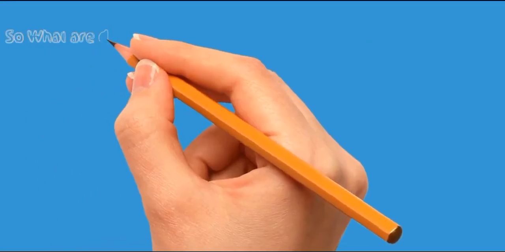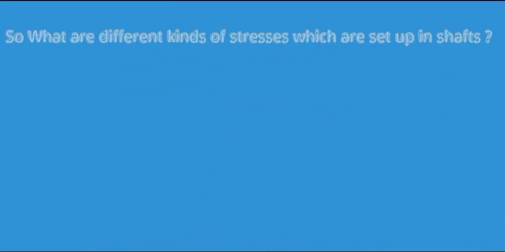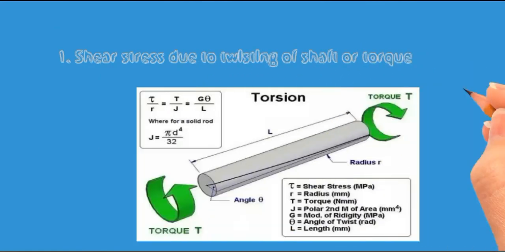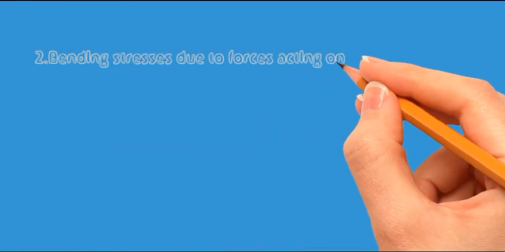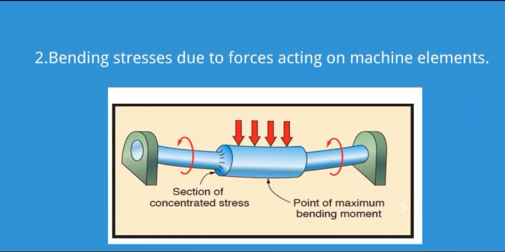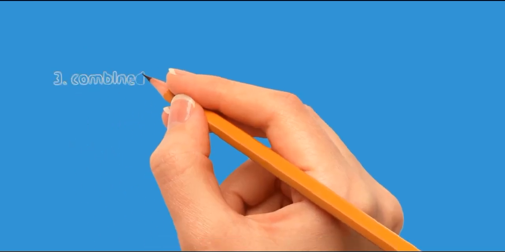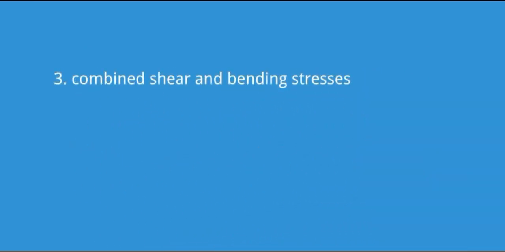So what are the different types of stresses which are set up in shafts? First one is shear stress due to twisting or transmission of torque. Second is bending stress due to forces acting on machine elements like gears. And last is combined stresses due to combined torque and bending stresses.